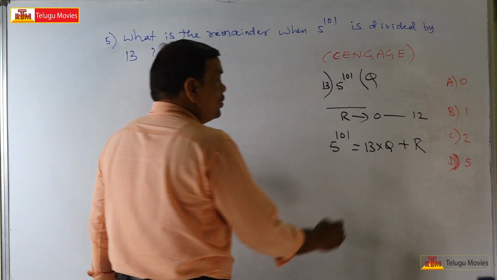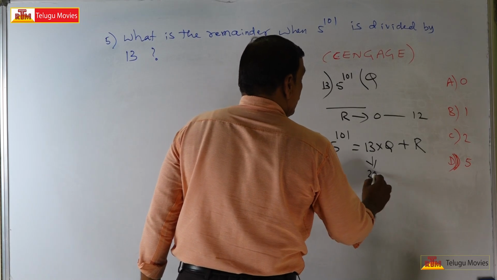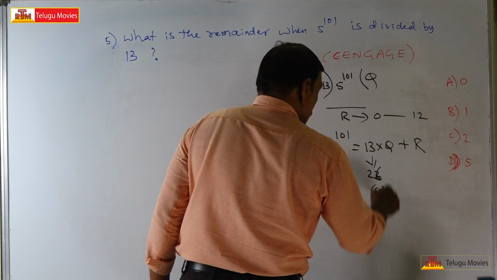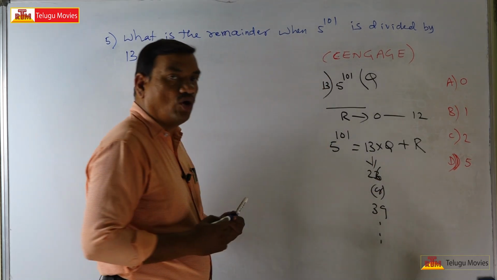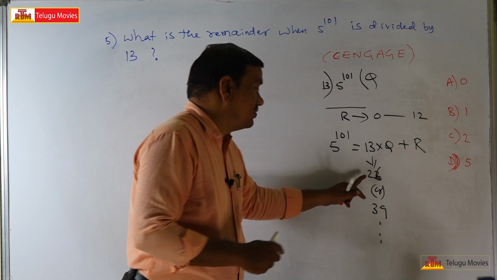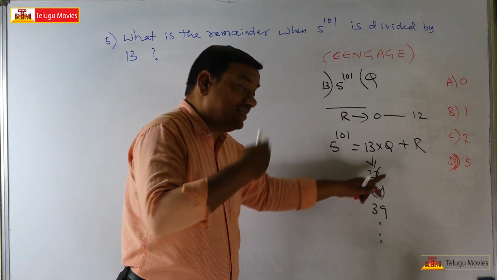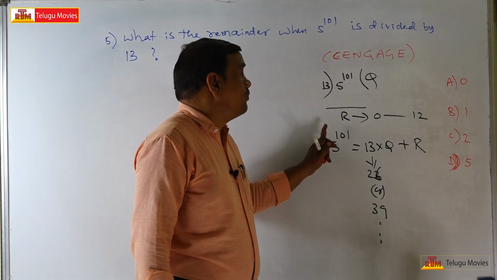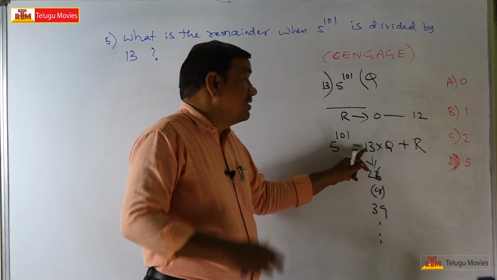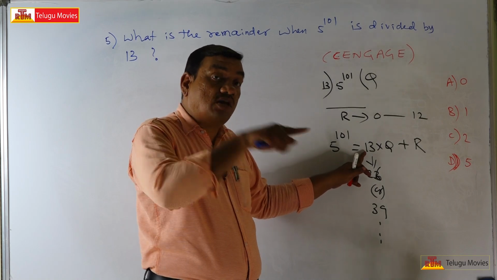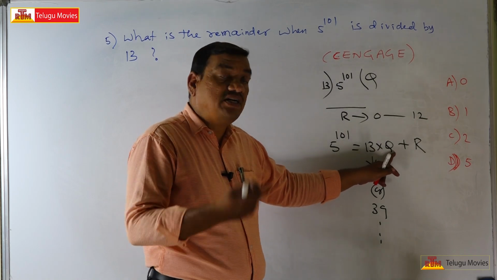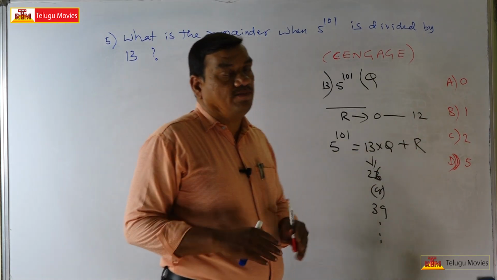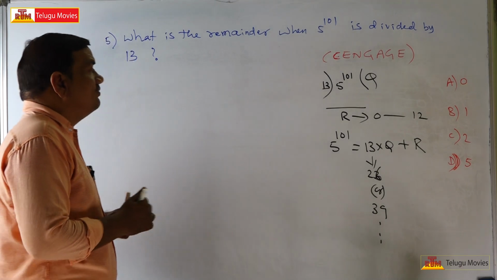As I already told you, it is either 13 or 26 or 39, and so on, multiples of 13, no problem. 13 into something, 26 into something or 39 into something, no problem. If you are able to express 5 to the power of 101 as 13 or 13 multiples into some integer plus remainder, that remainder should lie between 0 to 12. Then we will start the problem.